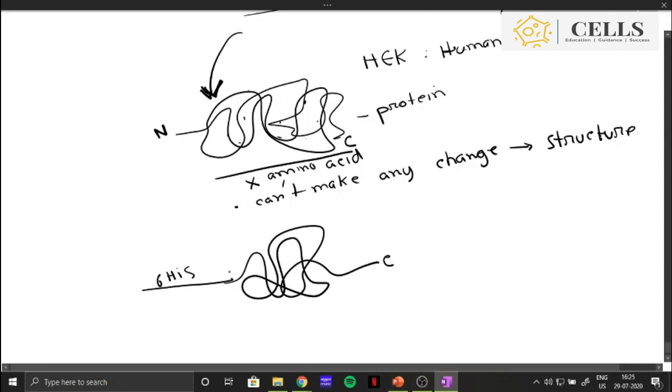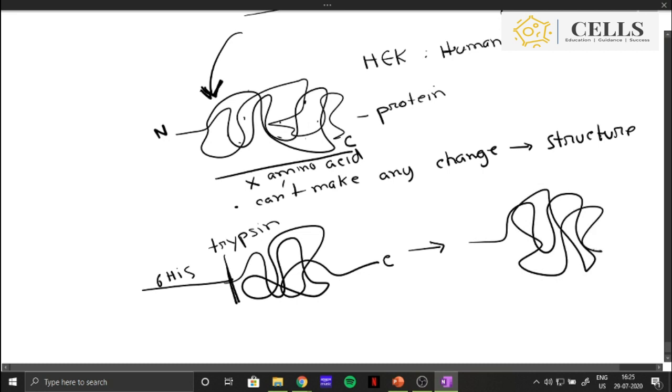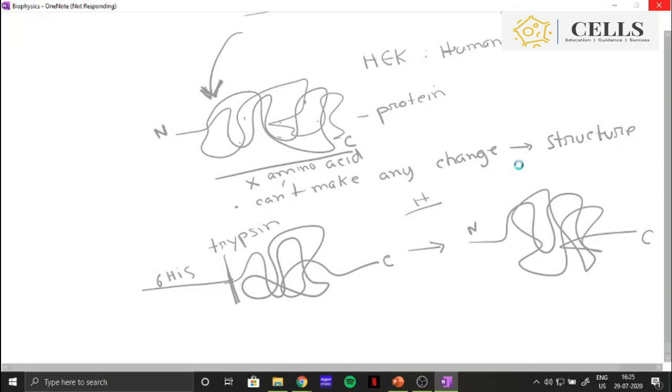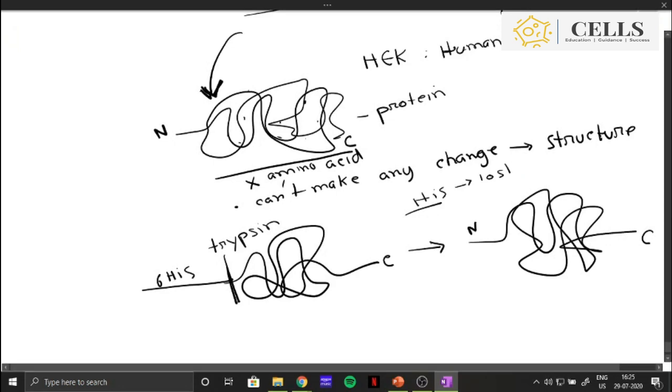So what I was saying is, if you make 6 histidine, then you can cut. How can you remove histidine tags? So you have proteins, and you have trypsin. I'll come to your question, Bivas, in just a second. If you add trypsin after purification, it cuts this, and you get your normal protein, N terminal and C terminal, without histidine tag. The histidine tag is lost.